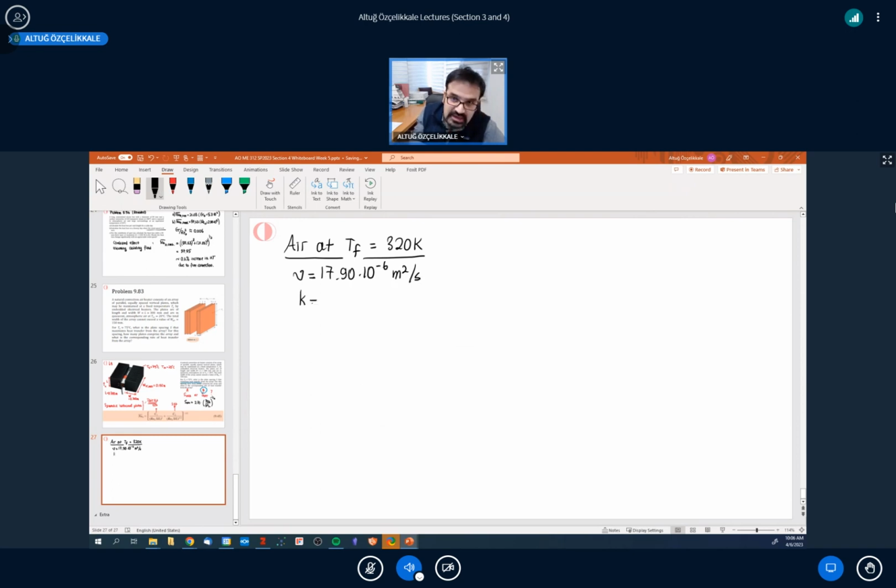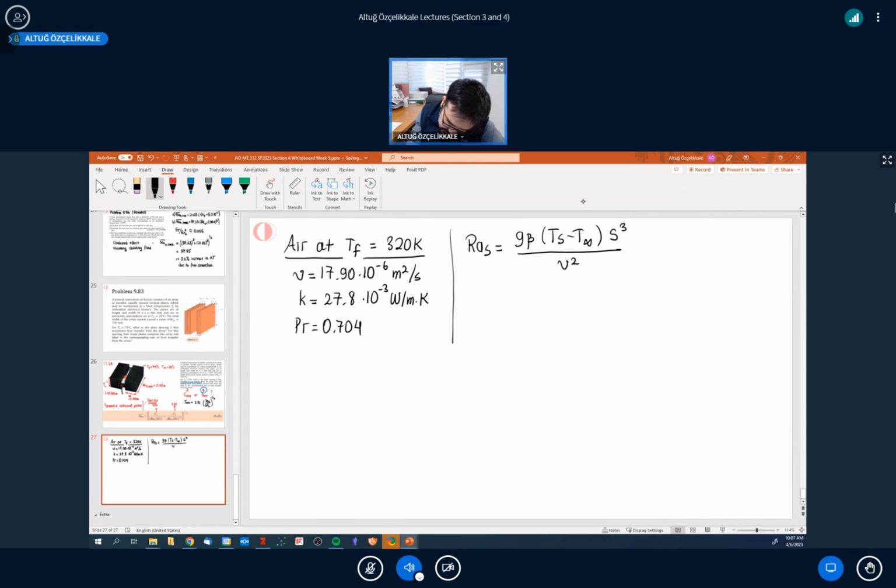Thermal conductivity as 27.8 times 10 to the power minus 3 watt per meter Kelvin, Prandtl number of 0.704. We can calculate the Rayleigh number based on the spacing, right? Let's try and do that. Rayleigh number is g beta times Ts minus T infinity times S raised to the power 3, divided by mu squared, multiplied by Prandtl number. Let's substitute the numbers in.